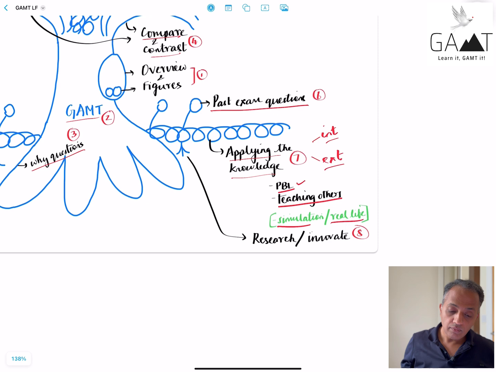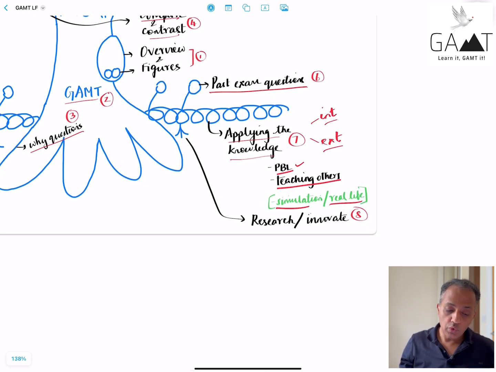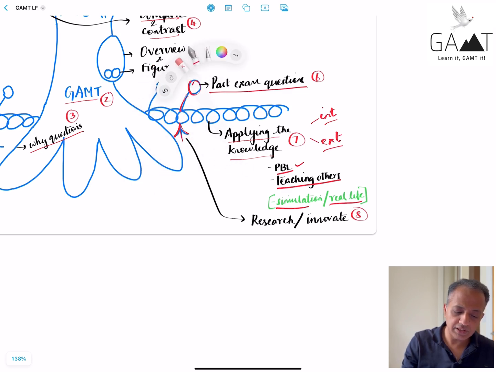Now, the last zone that you're going to go to is the research and innovation zone. So that's R and I, R and I. That stands for research and innovation. I think I forgot to mention this: P resembles the letter P, which stands for past exam questions.